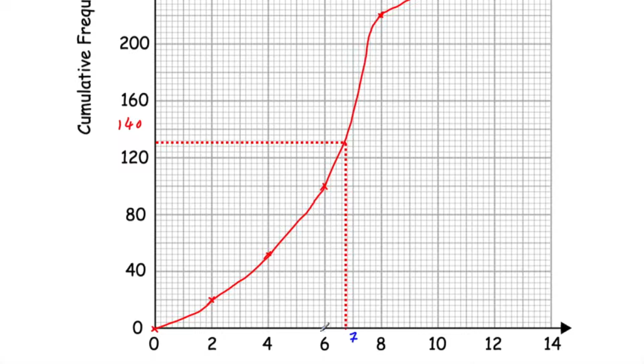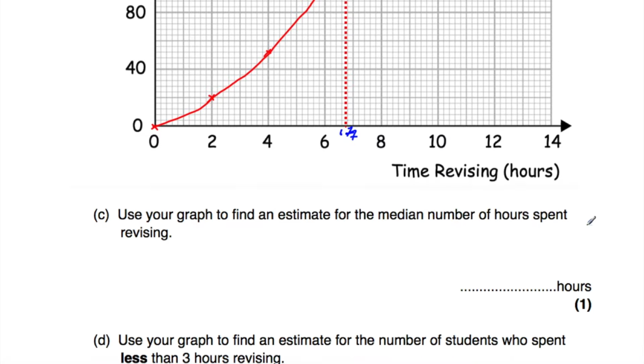So this is 7, and each one of the little boxes, well, if we've got from 0 to 2 in 10 boxes, each one's worth 0.2. There's going to be 6.2, 6.4, 6.6, and then I've got it in between 6.6 and 6.8, so I'm going to go for 6.7 there. So for me using this one, I've got my median to be 6.7 hours.